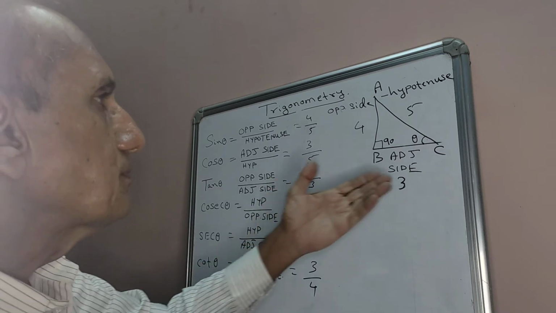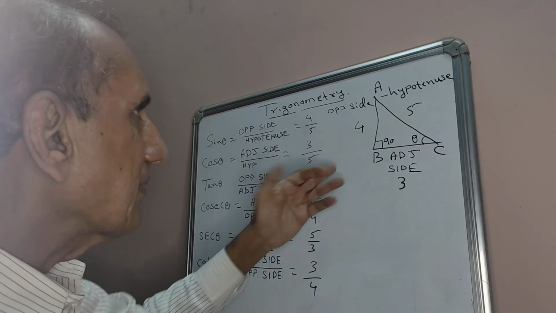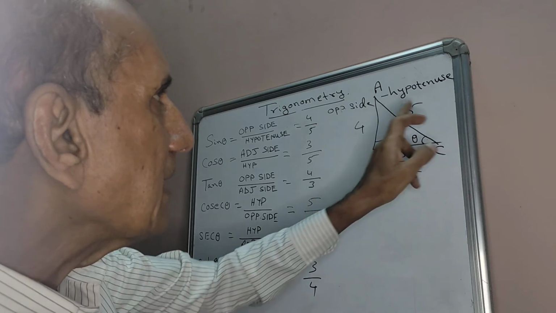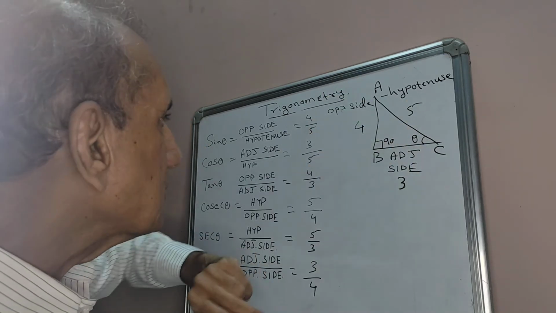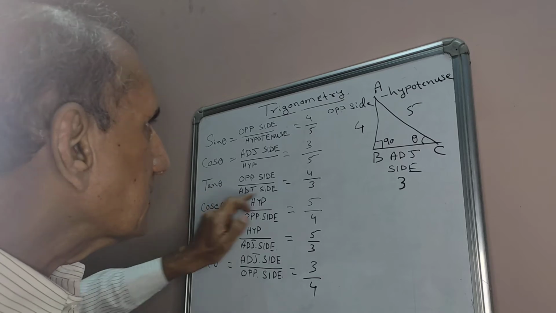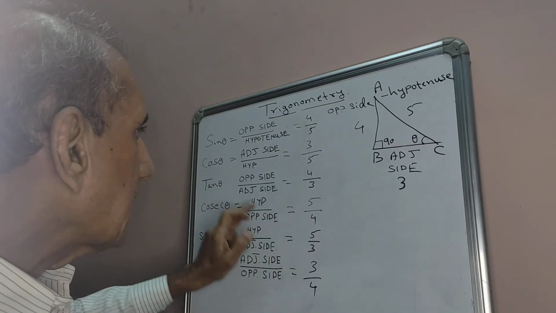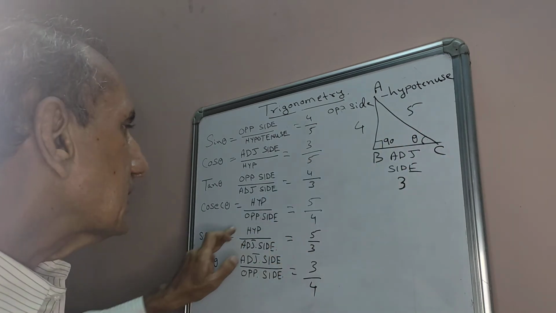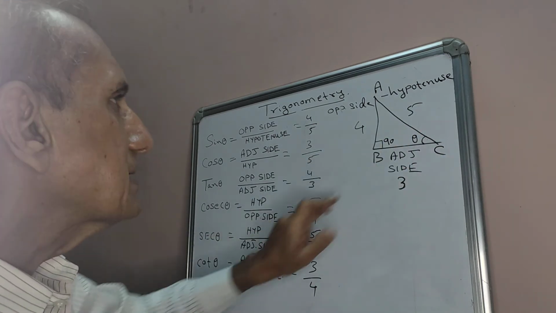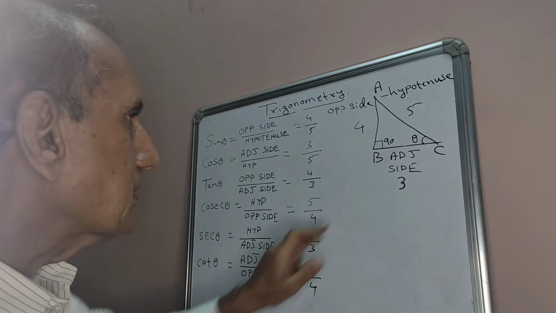So like I told you, sin theta is 4 by 5, cos theta is 3 by 5. How 4 by 5? Opposite side by hypotenuse. How 3 by 5? Adjacent side by hypotenuse. Tan theta is opposite side by adjacent side, 4 by 3. Cosecant theta is hypotenuse by opposite side, 5 by 4. Secant theta is hypotenuse by adjacent side, 5 by 3. And cot theta is adjacent side by opposite side, 3 by 4.